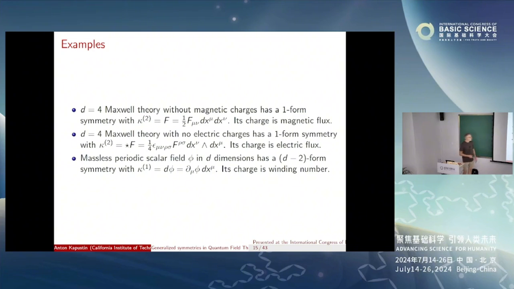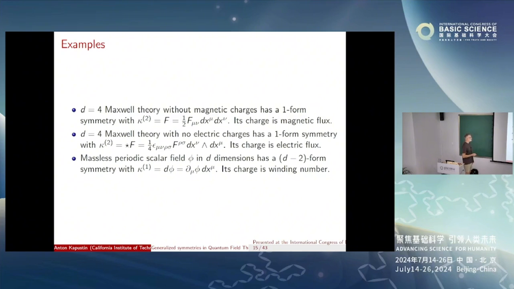Let me give a couple examples. First of all, in Maxwell theory, in 4 dimensions, if you don't have magnetic charges, which is the normal case, then you have a 1 form symmetry whose charge is a 2 form. It's closed topologically, because F, basically the fact that the divergence of the magnetic field is 0.